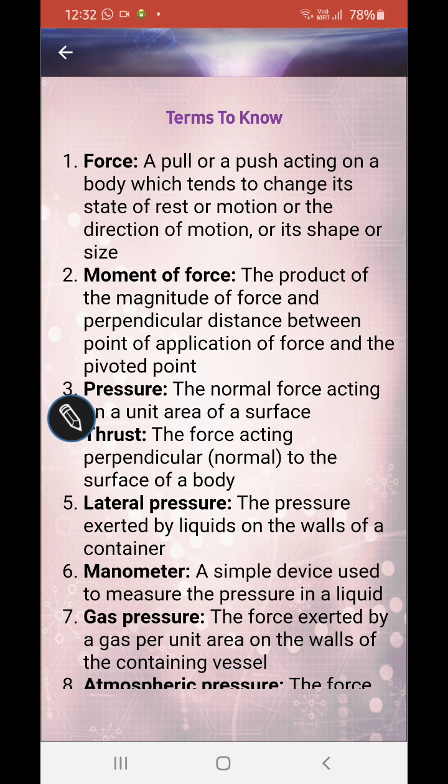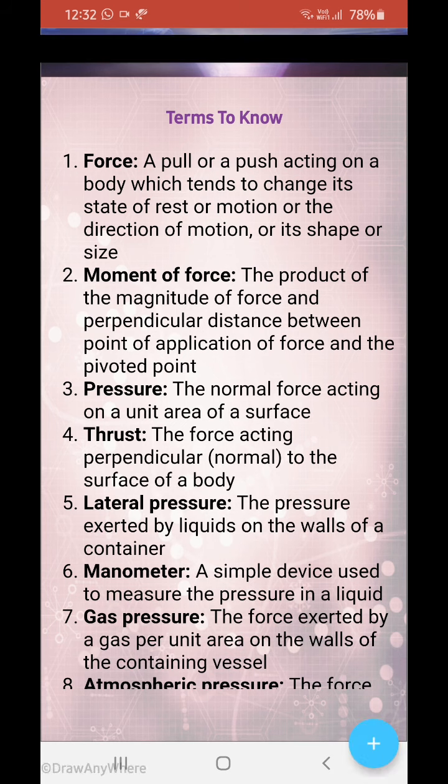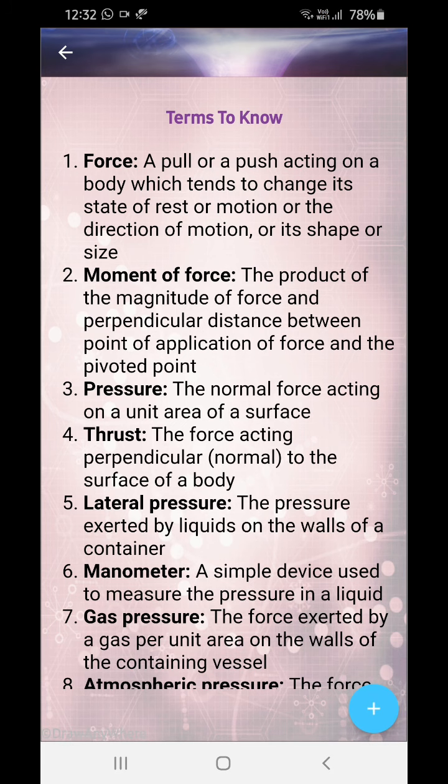Now first of all, I'll mark which parts you have to study and focus on, then I'll explain the terms, one by one. First of all, a push or a pull. This is the first term, a push or a pull which is acting on a body, and it tends to change its state of rest or motion, or the direction of the motion, or the shape or size of the body. Now consider you push a ball in a certain direction.